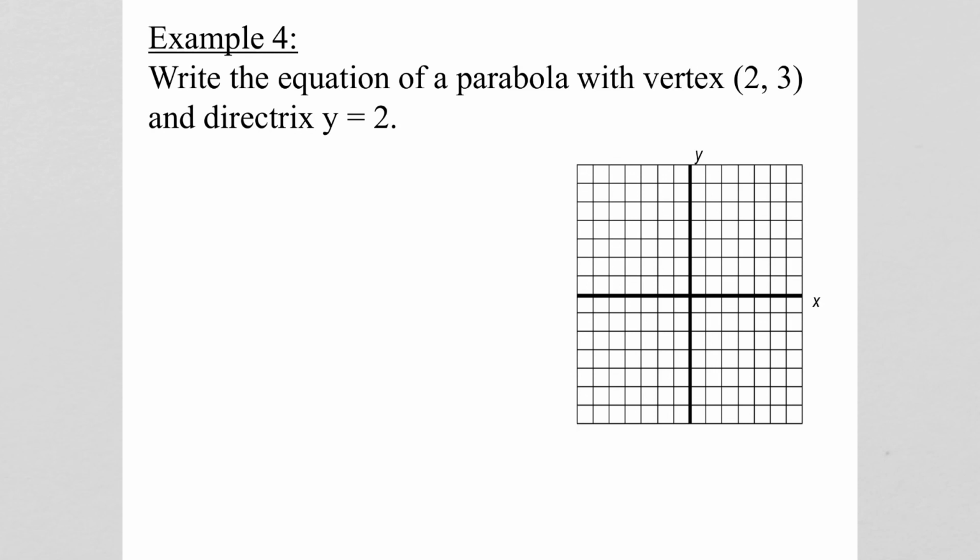Example 4 says to write the equation of the parabola with vertex 2, 3. What's important here is the vertex is not at the origin, so this is h and this is k, and the directrix is y equals 2. Well, let's plot the vertex, which is at 2, 3. 1, 2, 3. There's our vertex there.